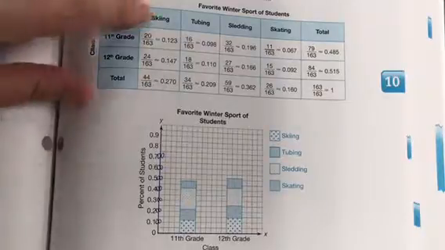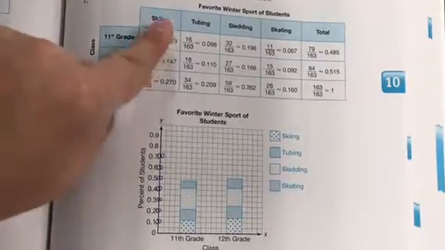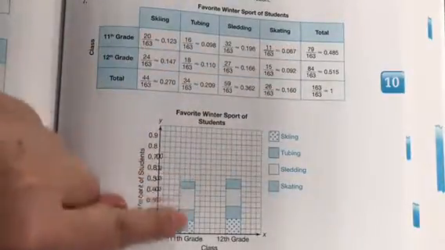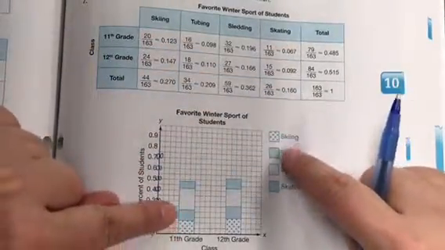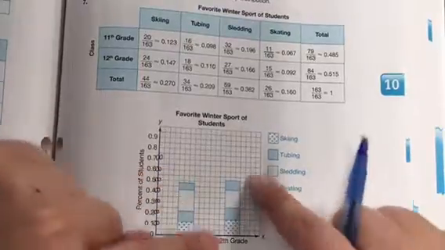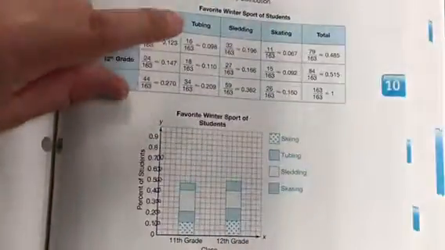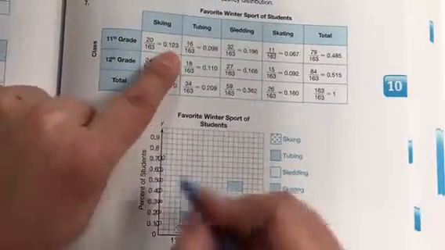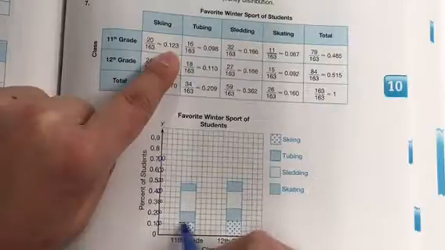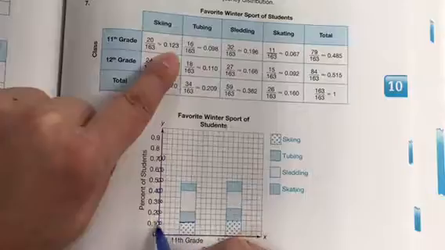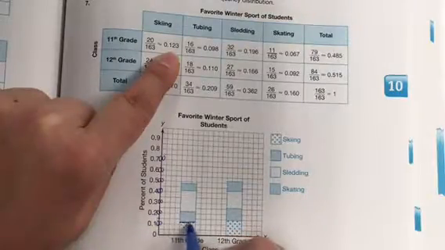The next thing is I want you to notice this goes across the top on the table: skiing, tubing, sledding, skating. So when we're stacking this thing, it goes skiing, tubing, sledding, skating. Does that make sense? So it just follows, this stacks on this, which stacks on this. So the first stack went to 123. Do you see how this line right there is about at 123? Because there's 100, there's 200, so that's 150, and halfway between is about 123.